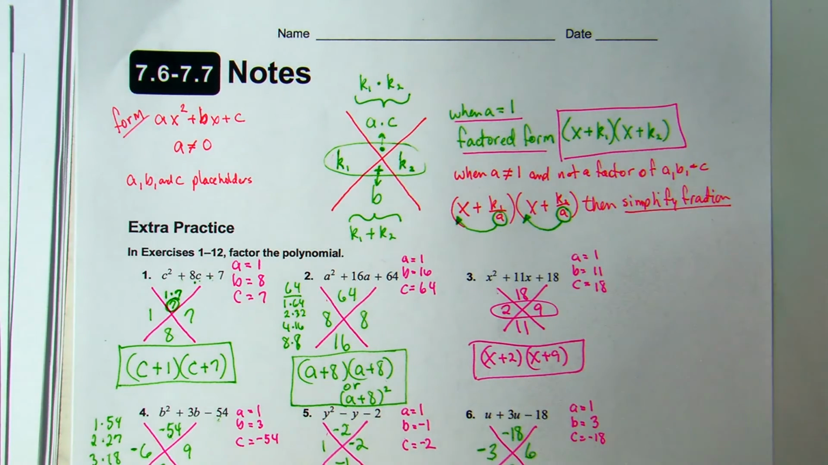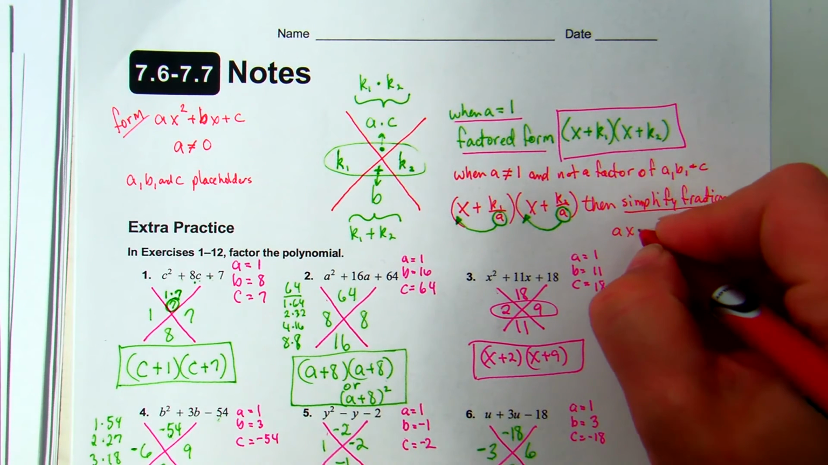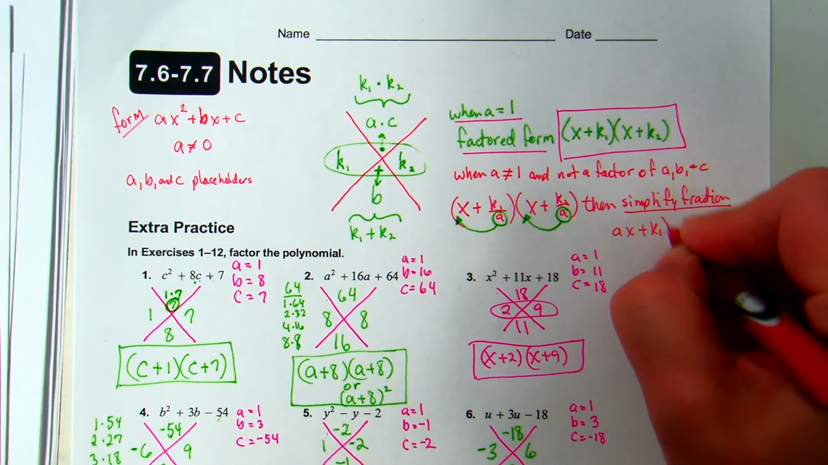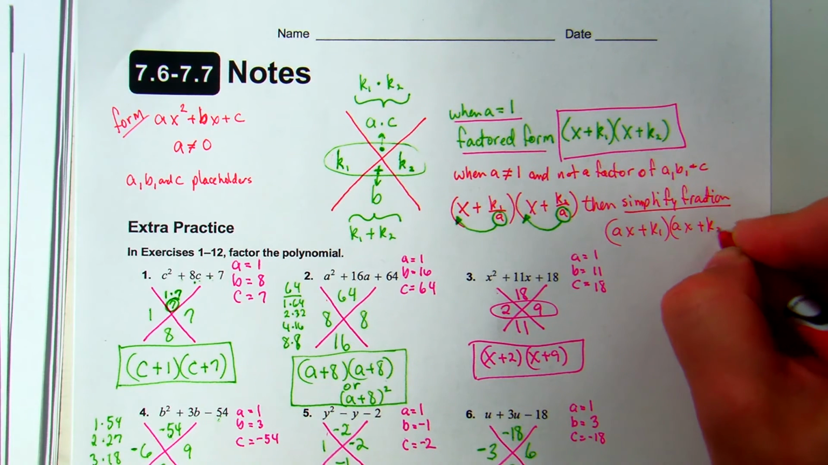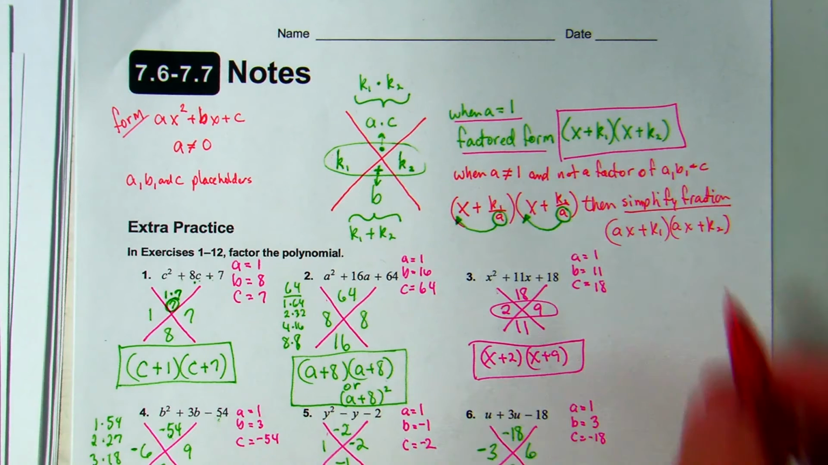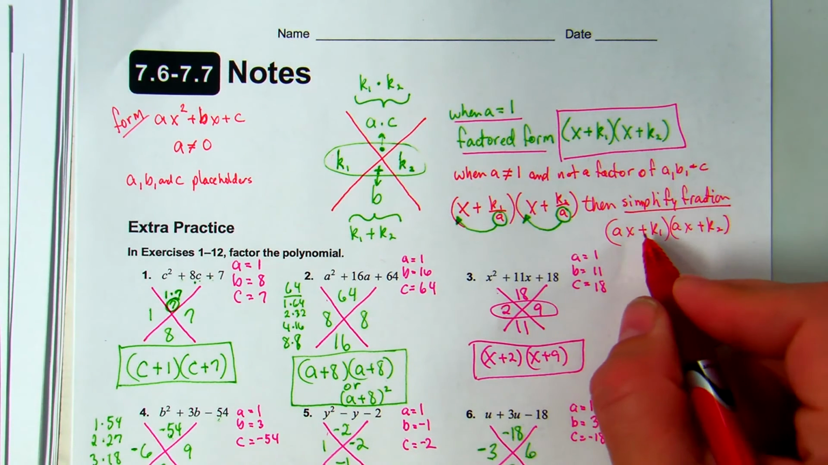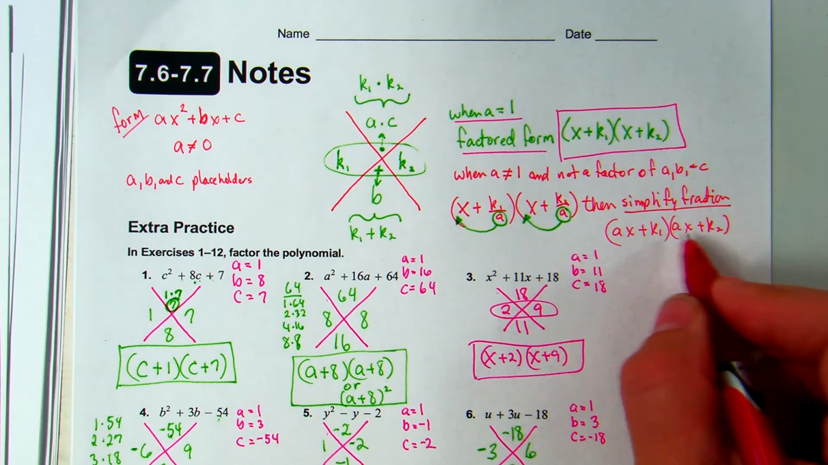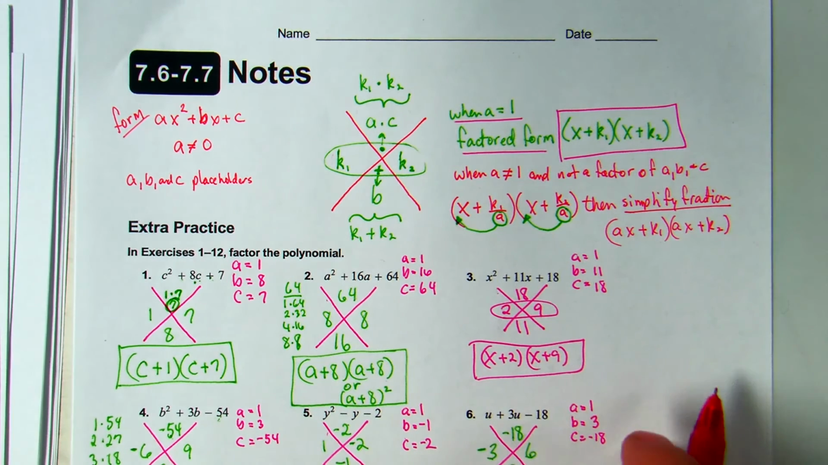And so then we're going to end up with Ax plus K1 times Ax plus K2. All right? So that will be the answer, and it may not be exactly K1 and K2. If it simplifies down, then obviously this will be slightly different numbers. But that's the format that we're going to look at doing.